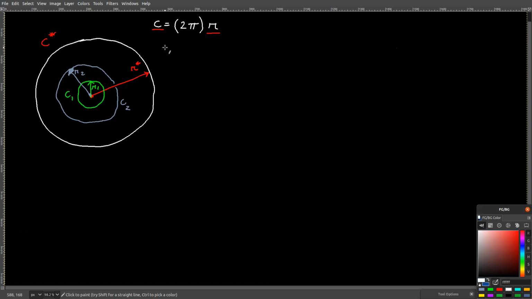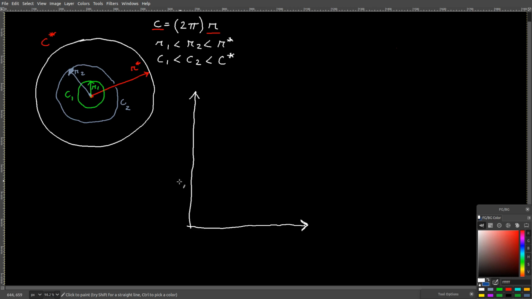In other words, you can write that r1 is less than r2, and then r2 is less than r star, and then c1 is less than c2, and c2 is less than c star. In fact, what I can do, I can draw a graph where on the horizontal axis I have values for r, and on the vertical axis I have values for c.